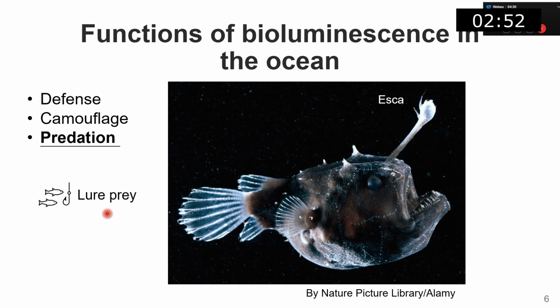And the third one, I think the most famous example, is the deep sea anglerfish. Its specialized dorsal fin, called the esca, can produce bioluminescence and attract prey, making predation in the deep sea easier.